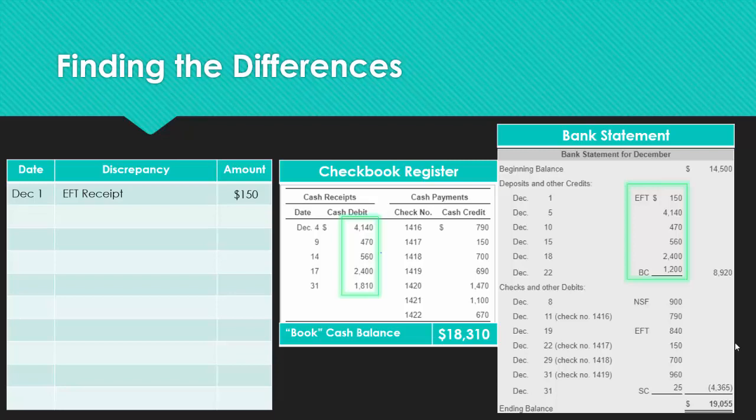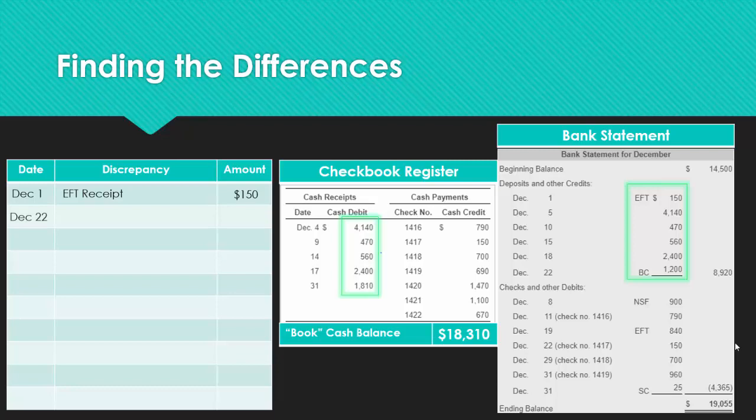What's the next thing that we have? Well, on December 4th on our checkbook register, we recorded a receipt of $4,140 that we were depositing in the bank, and the bank recognized it the next day on December 5th. The same is true on December 9th. We had a $470 receipt, and we deposited it in the bank. It showed up the next day. Same for that $560 receipt, also showed up the next day. And on December 17th, when we received $2,400, it showed up in our bank statement the next day on December 18th. There's that $2,400.